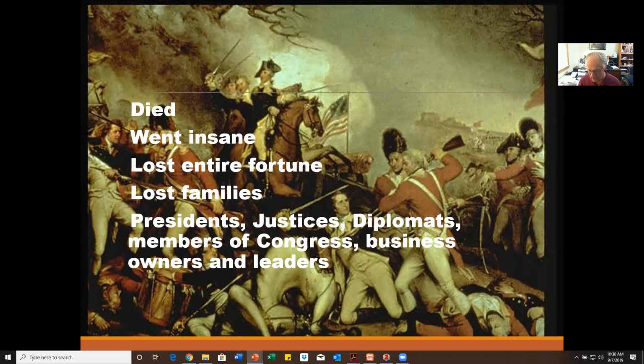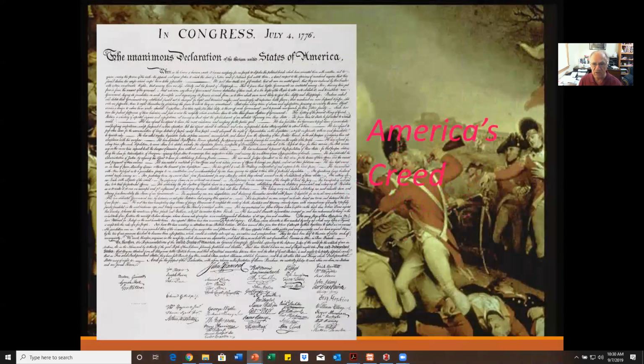And there's this perception that there was a popular uprising in America. Well, that's not true. It's said as many as 80% in the New York colony opposed this move toward independence. This was a small group of strong leaders who influenced and led a rebellion, and they paid dearly for it. And after they paid for it, they performed service in honor of the new nation. This is America's creed, the Declaration of Independence.